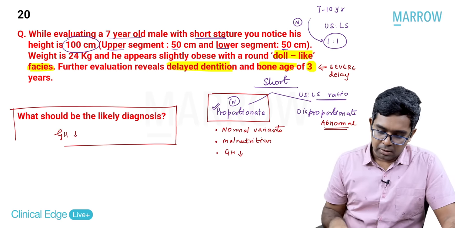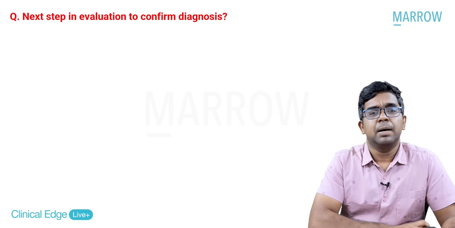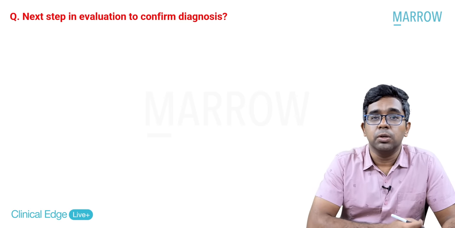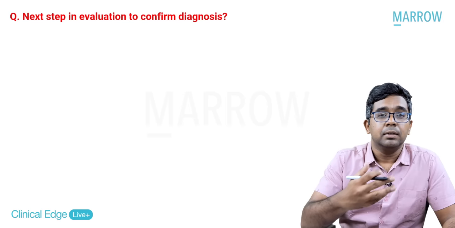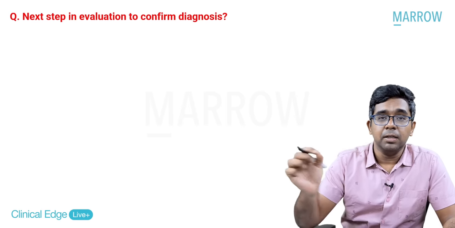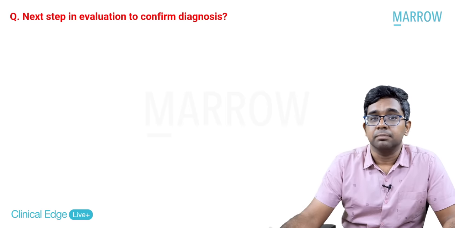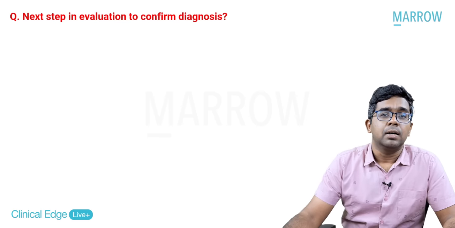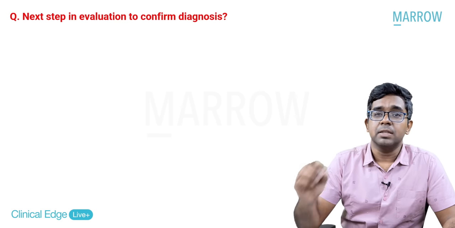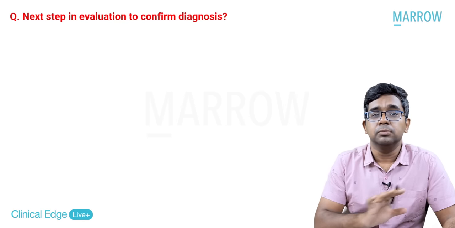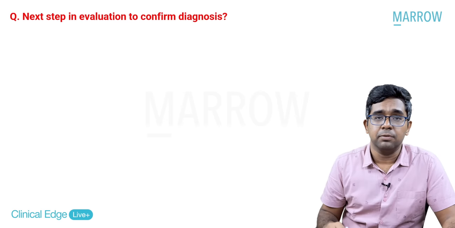Okay, right. Now, the next part is, how are you going to confirm your diagnosis? Of course, I have to do the growth hormone level estimation, then only I can confirm my diagnosis. But here is a point, if you randomly estimate growth hormone level, it is going to be very inaccurate. Why? Because growth hormone, just like many other pituitary hormones, is secreted in a pulsatile manner. So, random measurement of growth hormone will not be helpful. This is something which is important.